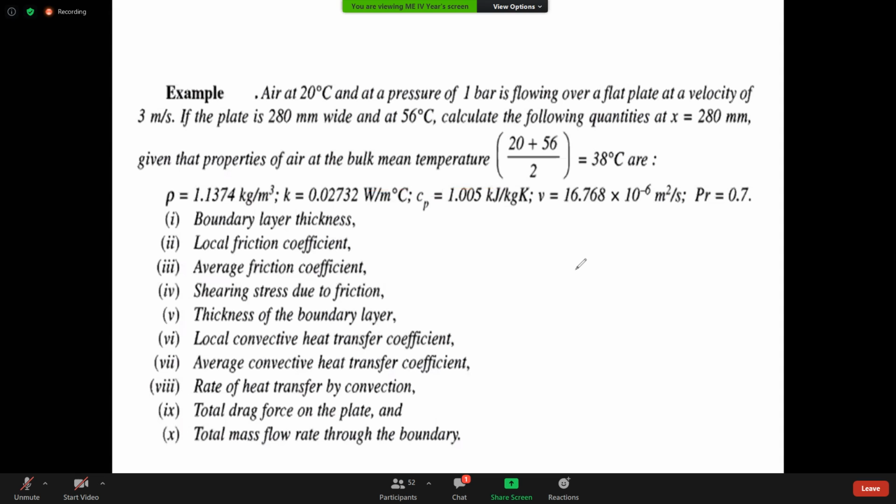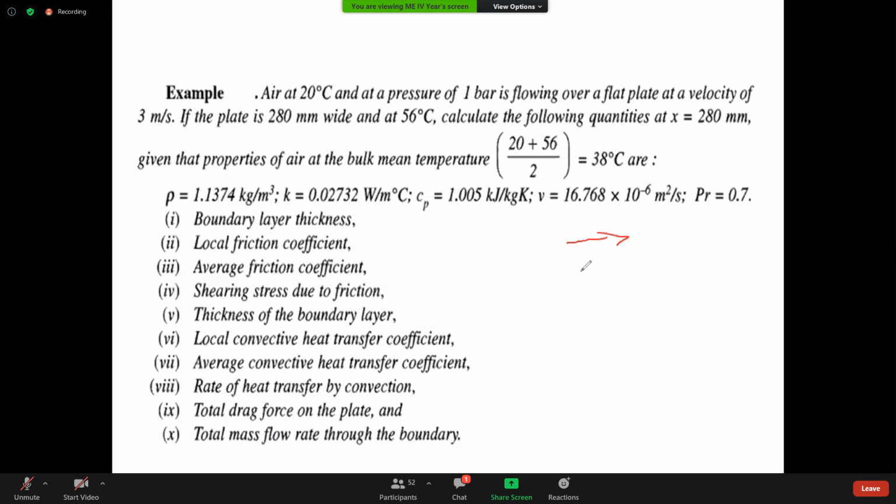Whatever problem is given, what type of problem is it? Now I am saying flat plate, so I am telling you it is a flat plate problem. But in the exam you must identify whether it is a flat plate, an internal flow, or an external flow. First, identify the problem: whether it is an internal flow problem or an external flow problem, and whether it is a forced convection problem or a natural convection problem. That needs to be identified.